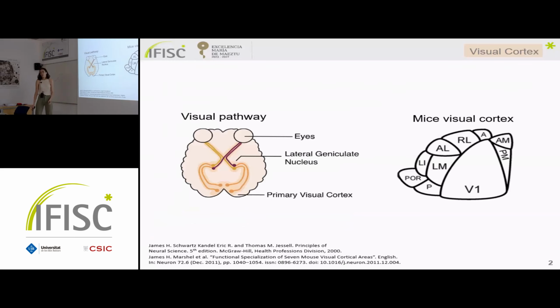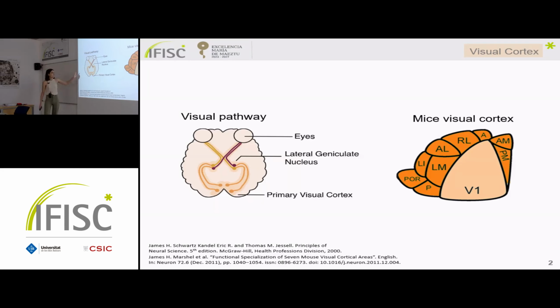The visual cortex is the brain region responsible for processing visual information. It is located in the occipital lobe at the back of the brain. At its most basic level, it can be divided into the striate cortex, or the primary visual cortex, and the extrastriate cortex, composed of a series of higher order visual areas.